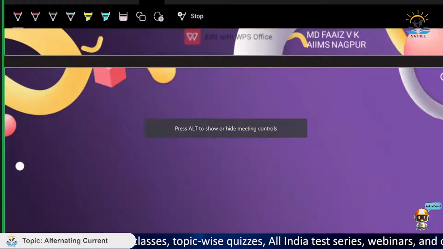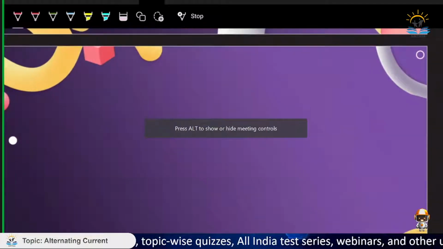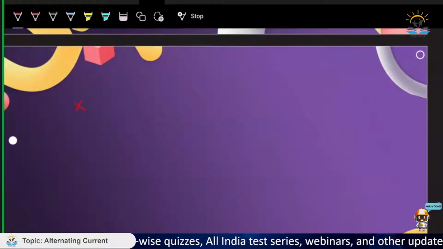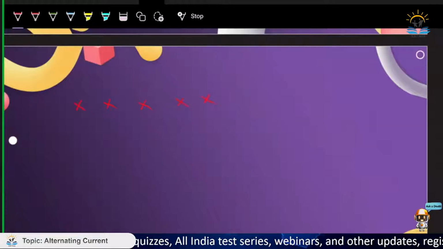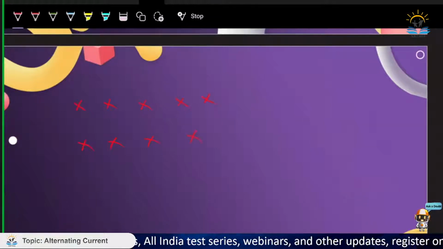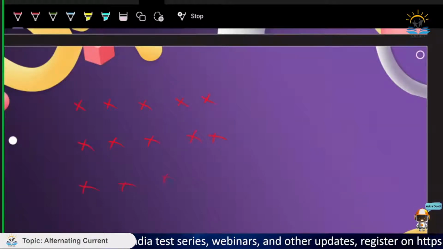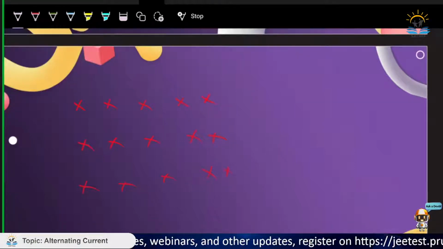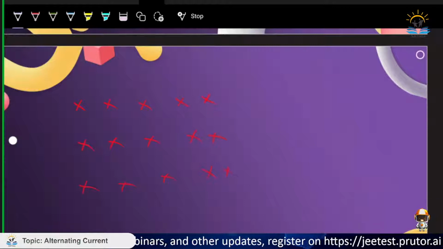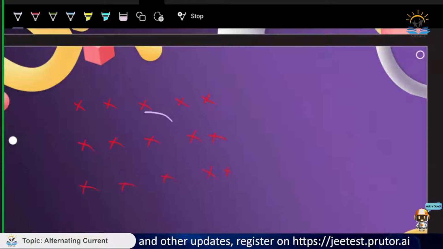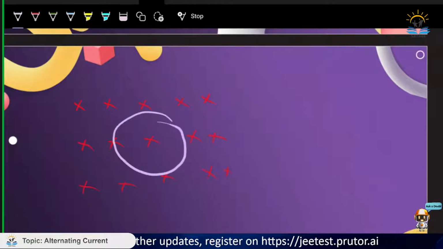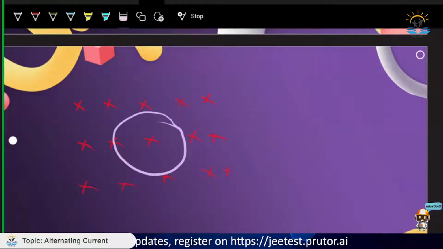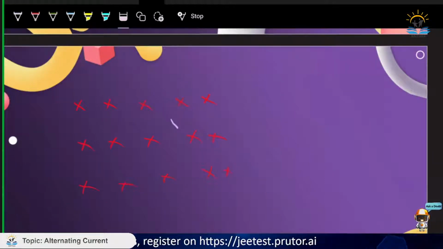See, I have a magnetic field here. Its direction is going inwards. And let me place a circular coil. It's a circular coil.